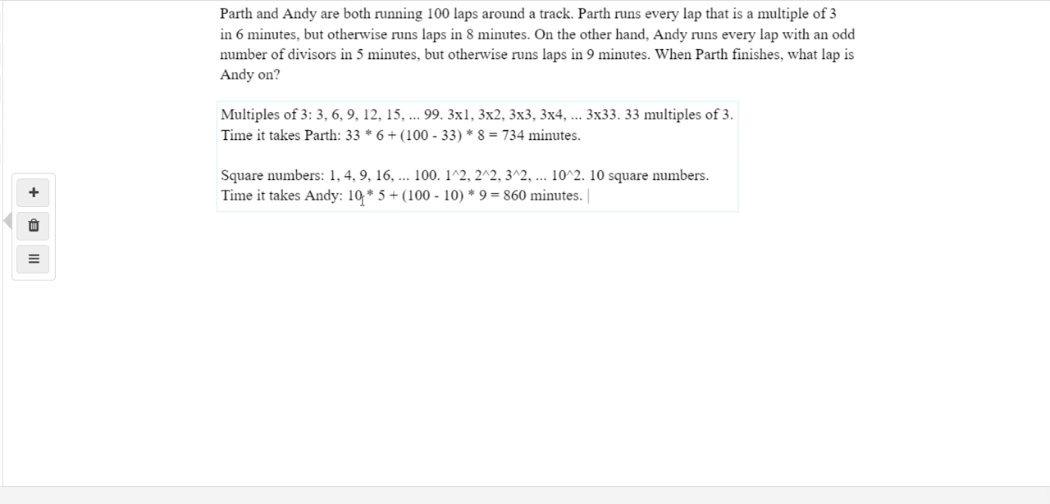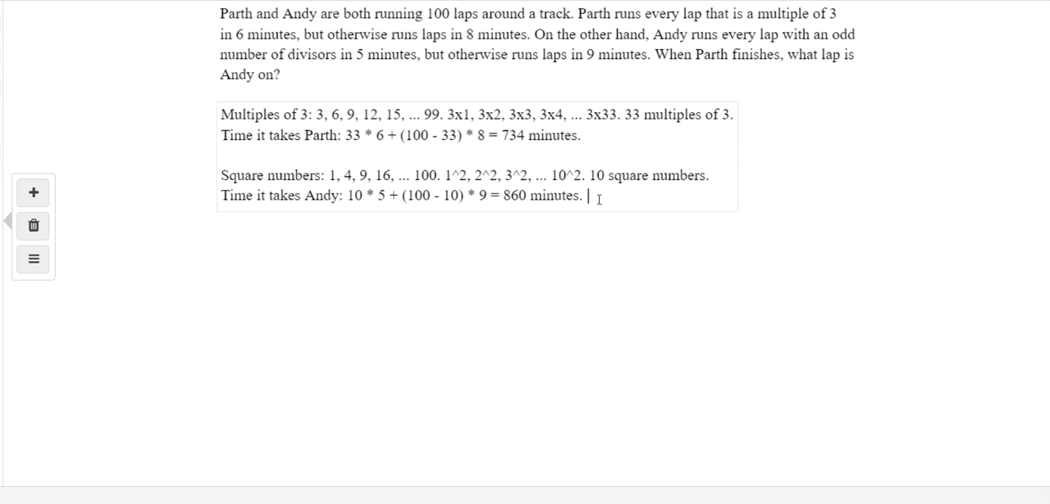So similar to here where we calculated the time it takes for Andy to run 100 laps, we can do the same thing for, for example, 50 laps, 60 laps, 70 laps, and we keep on narrowing our search down depending on how close we are to 734 minutes. We want to find a number of laps that will take a close amount of time to this, and we can pinpoint our answer from there.